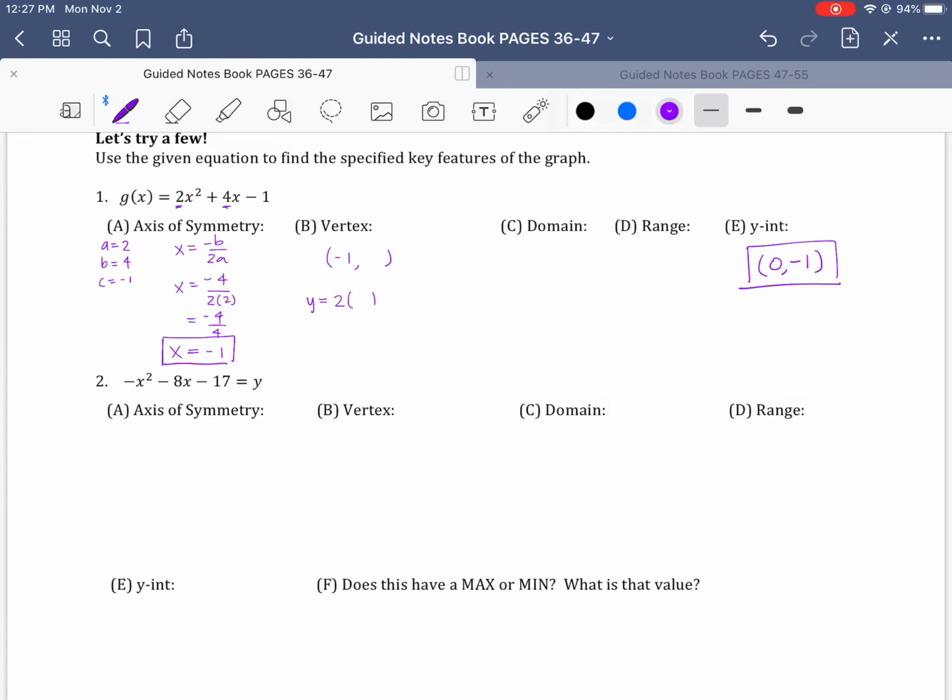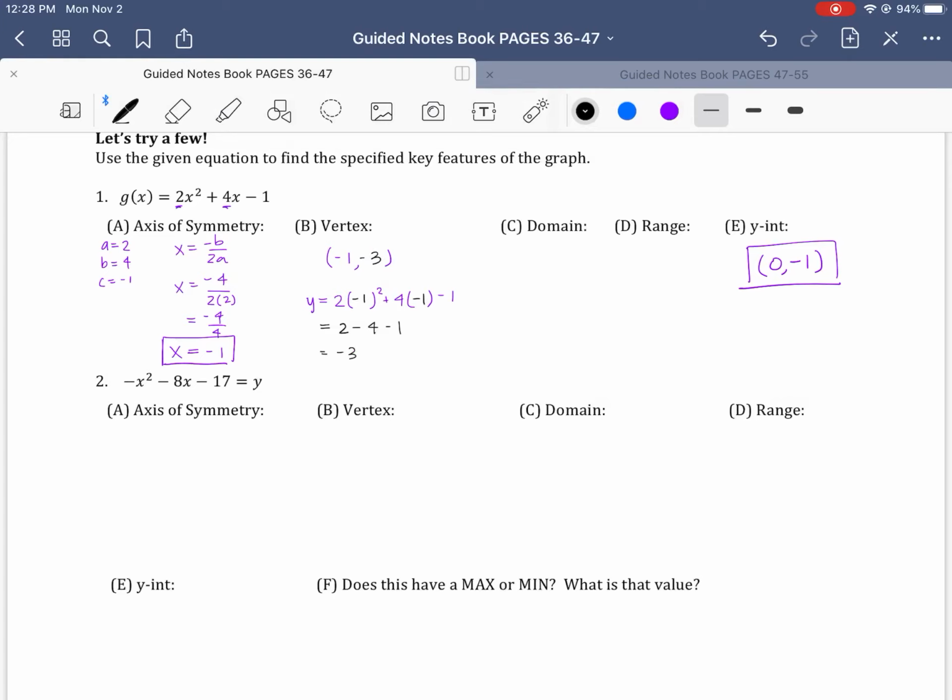So we take our original function, and everywhere there was an x, we're going to put in that -1 that we just found. And then we simplify. So if you square a negative, it becomes just a +1. 2 times 1 is 2. 4 times -1 is just -4 minus 1. So in this case, when we simplify that, we get -3.